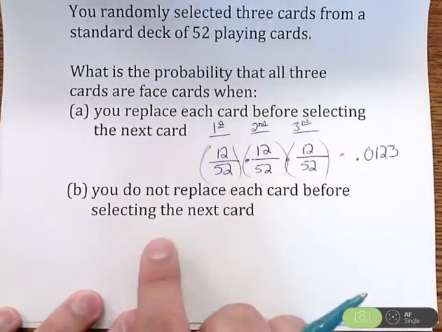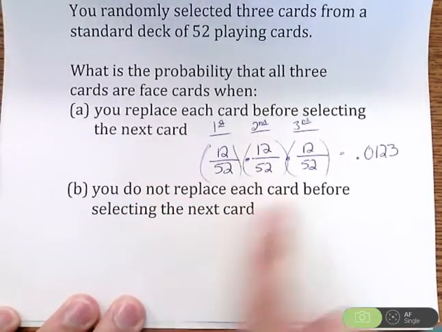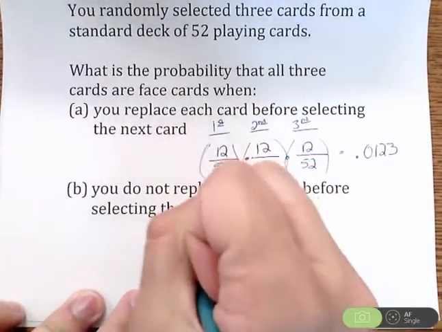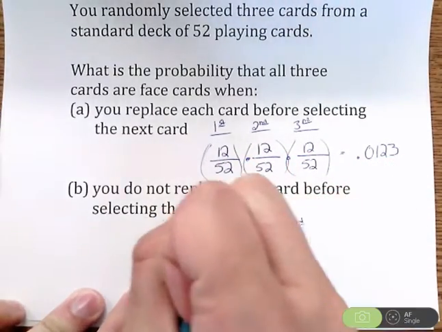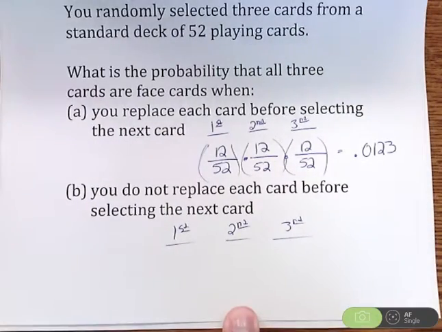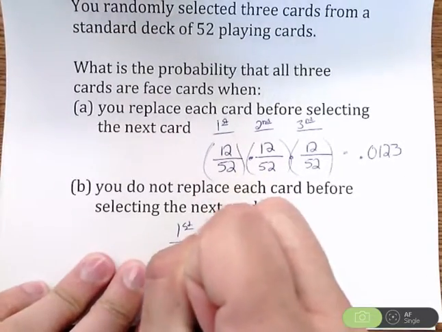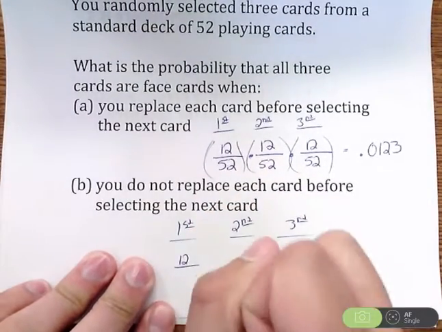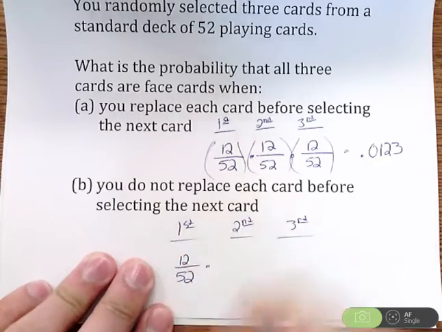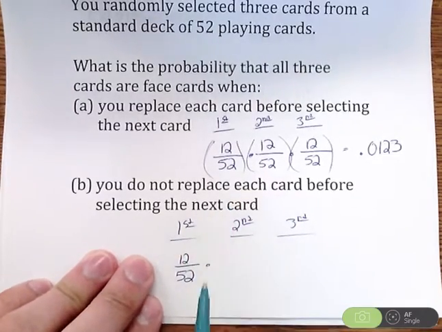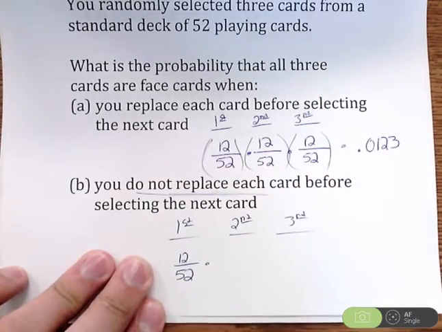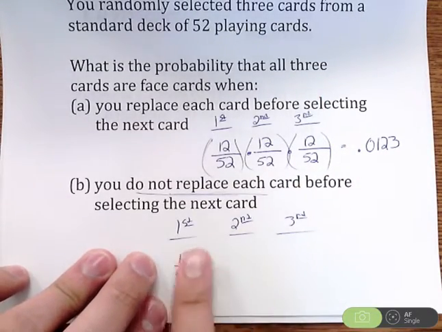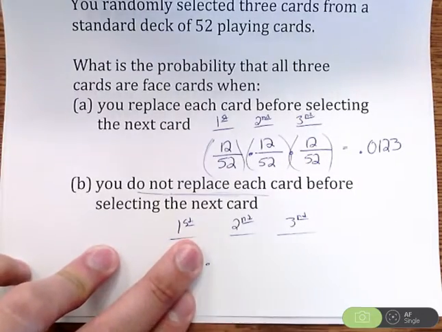Now, part B, we're going to change things up. We are not going to replace each card before selecting the next one. So we're still looking at the first, second, and third card, and I am not replacing it. Let's start with, what's the probability that the first one's a face card? There's 12 total face cards out of 52 total cards. But after I draw that first card, I am not going to replace it, meaning it's pulled out of the deck and no longer available. So this first card was a face card that I pocketed.